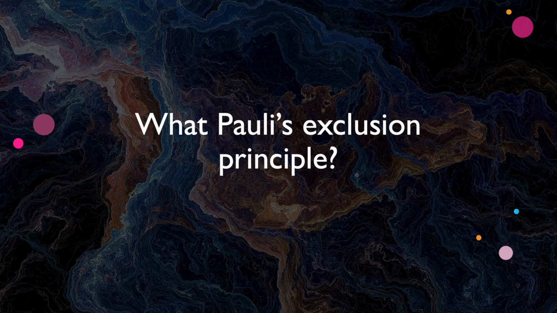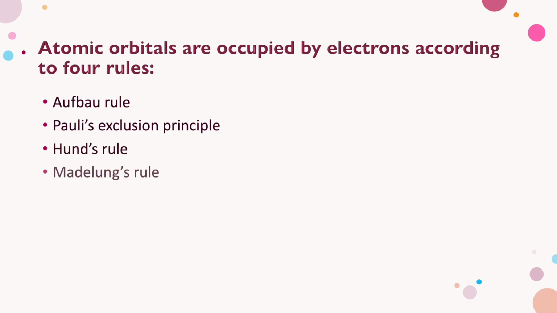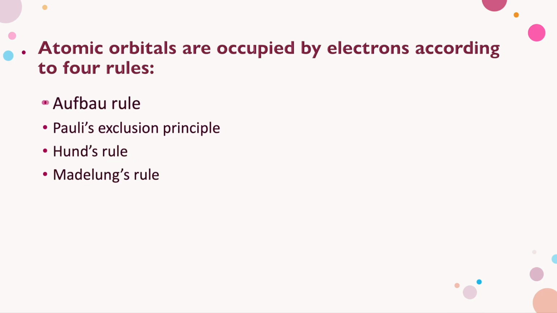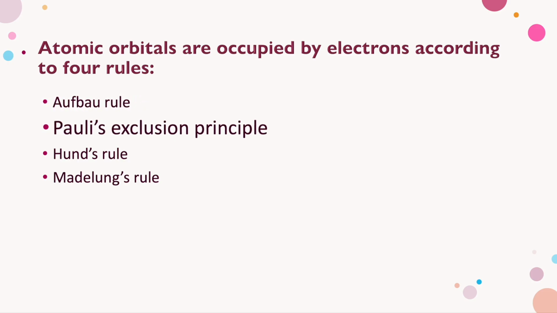So, how are atomic orbitals occupied by electrons? We have 4 rules. The first one is the Aufbau rule. It states that electrons fill the lowest energy levels first before filling the higher levels. So, first we go for orbital S, then P, then D, and lastly F. Okay? That's how we fill it. The second rule is Pauli's exclusion principle, which we just talked about.